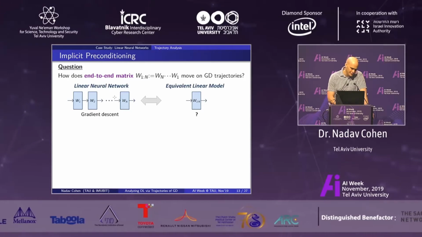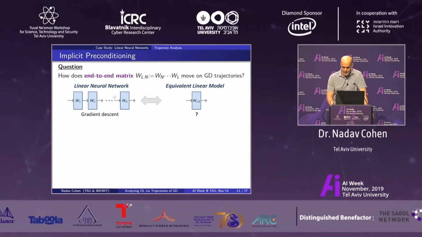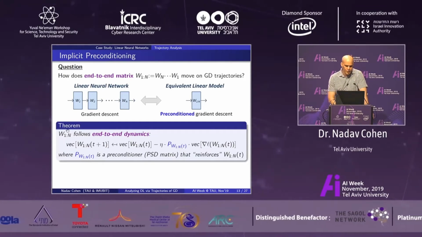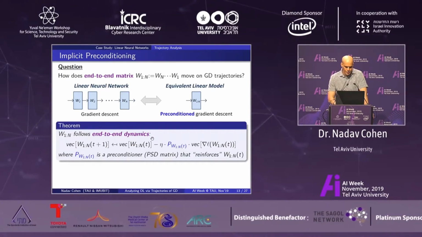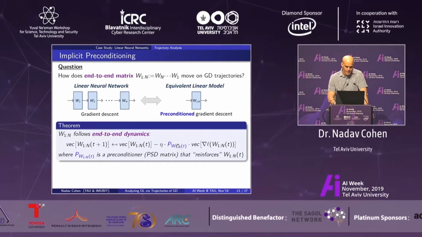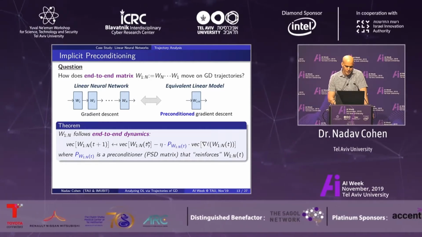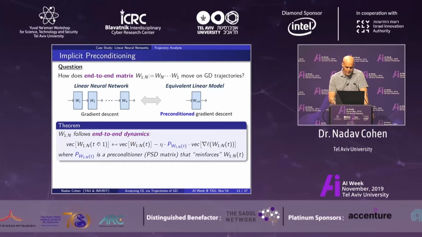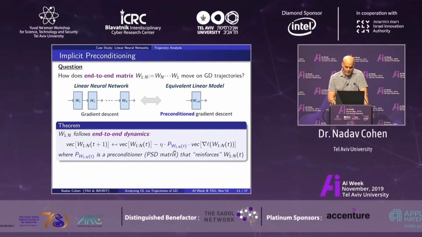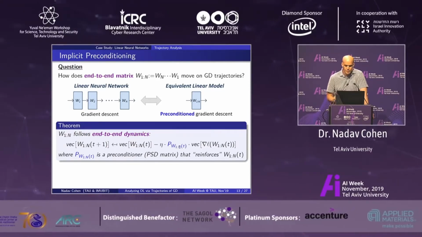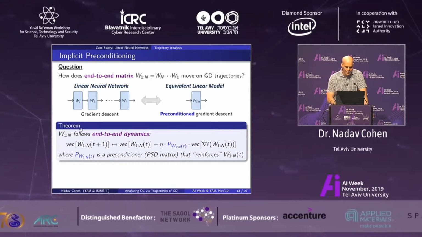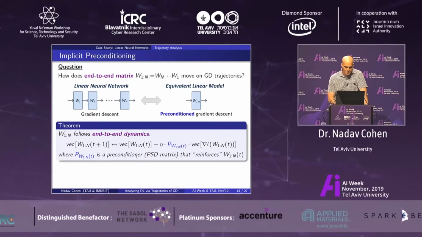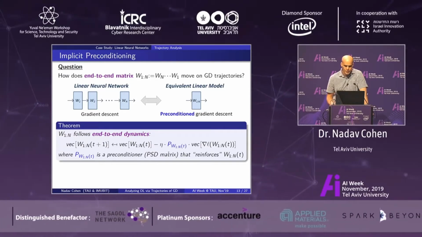We're using a linear network and running gradient descent on that. What we show is that this end-to-end matrix follows these dynamics over here. We call this the end-to-end dynamics. If you ignore the blue term here, this is just gradient descent over the loss. Vec means to vectorize a matrix. It's meaningless if you don't have this blue term. This blue term is what folds in all of the effect of the linear neural network, and this is a preconditioner, a PSD matrix. We have a closed form expression for it. I'm not going to present it here.